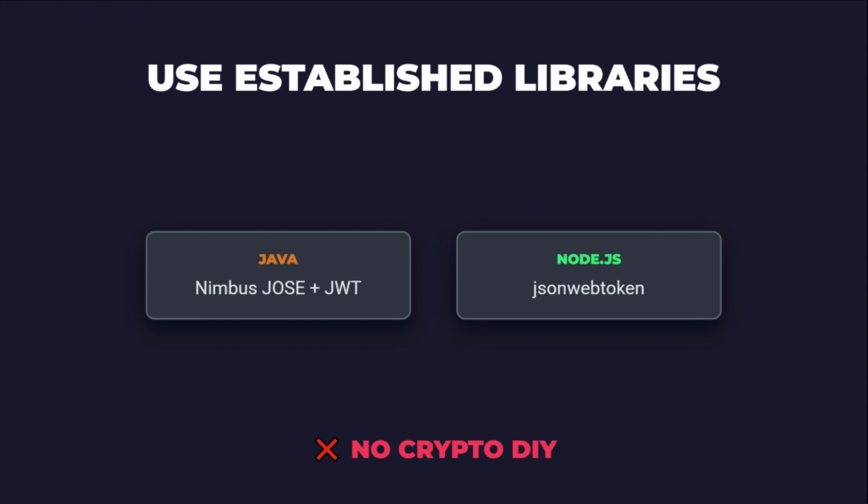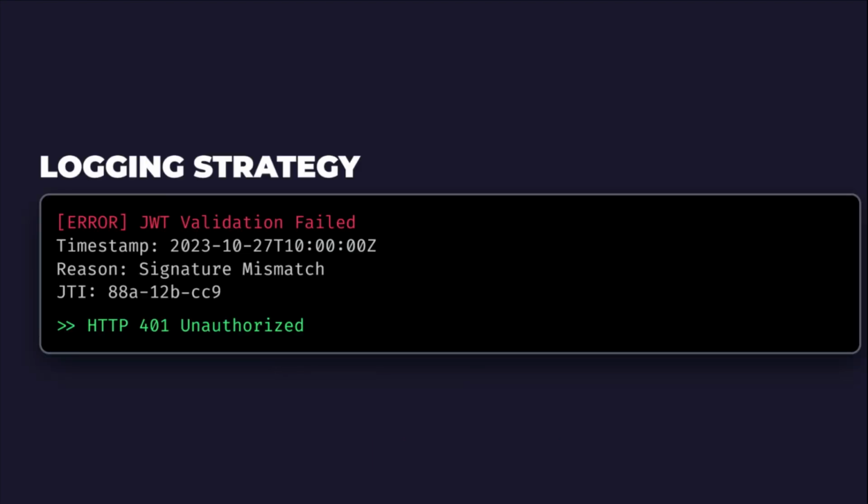For Java environments, consider libraries like Nimbus JOSE plus JWT for comprehensive support. For Node.js, use JSON Web Token, but ensure you manage key fetching externally using a dedicated client to maintain control over caching and key rotation logic.